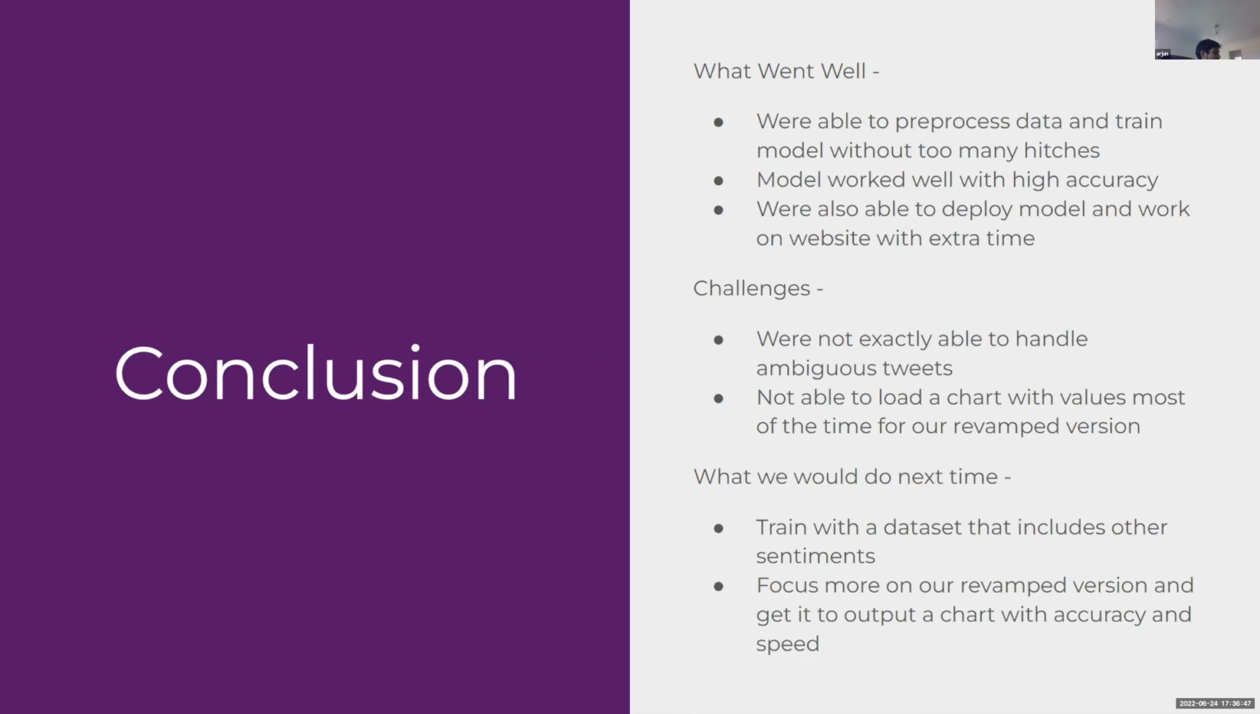For the next time we get to work on this project, we would try to get our model to output other sentiments for a tweet by training it with a different data set. Also, we would spend more time on the revamped version and get it to output an accurate chart quickly.